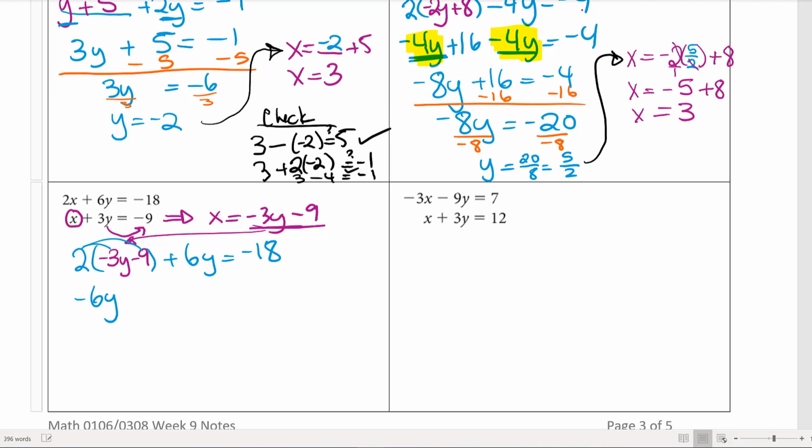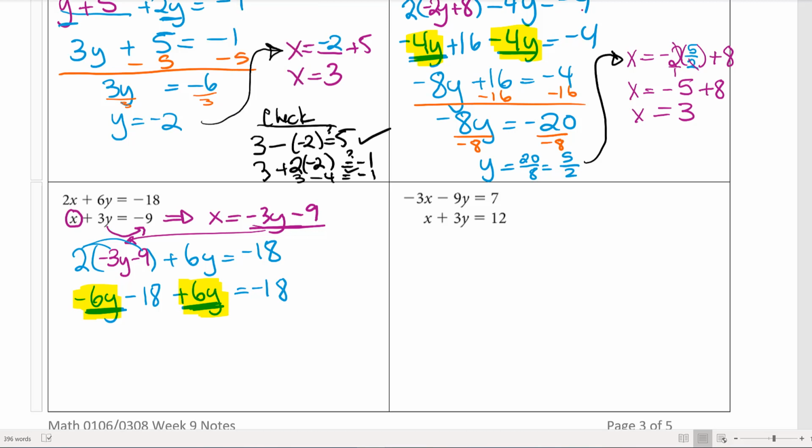So when I distribute, I get negative 6y minus 18 plus 6y equals negative 18. On the same side, I have two y's. I have two terms of y, negative 6y plus 6y. Now, do you remember we talked about that on our last problem?